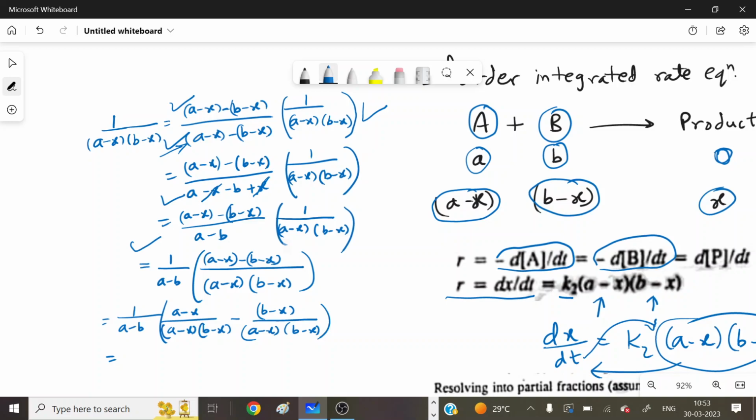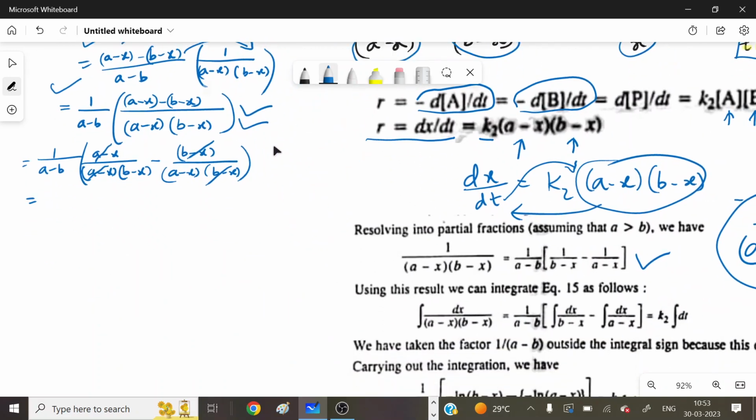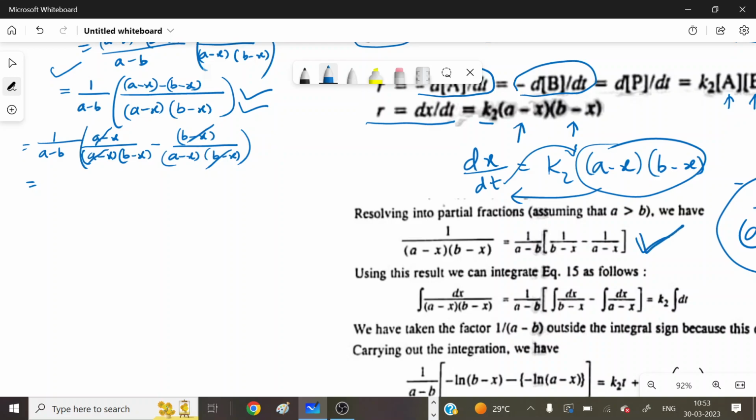Move these concentration terms here. You will get 1 upon a minus b into this one. You can split this: (a minus x) upon (a minus x)(b minus x) minus this one. So a minus x gets cancelled, b minus x gets cancelled, and you will get 1 upon (a minus x)(b minus x) is equal to 1 upon (a minus b) into [1 upon (b minus x) minus 1 upon (a minus x)]. Now you have to integrate this.